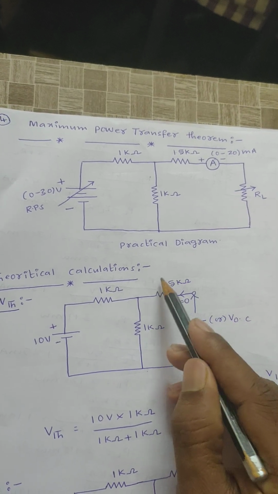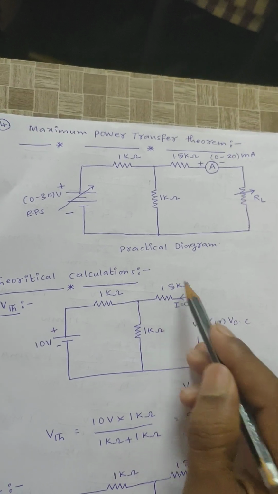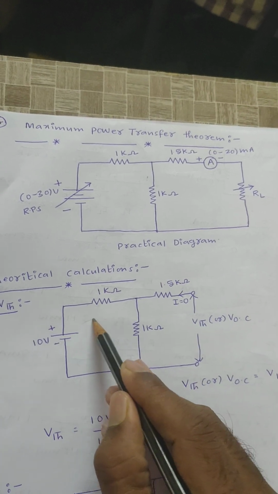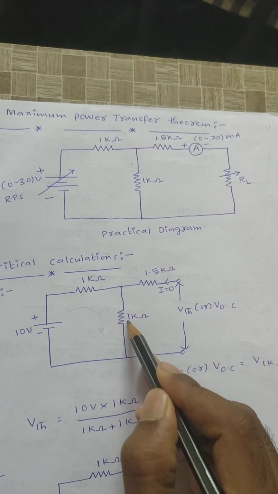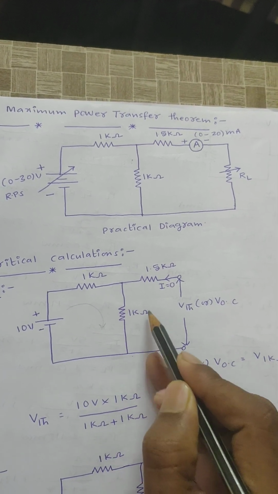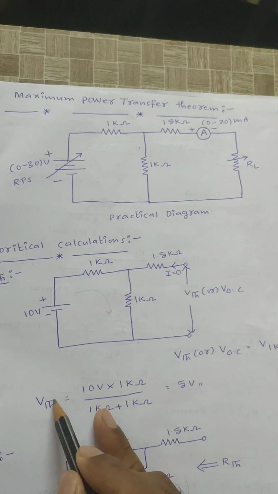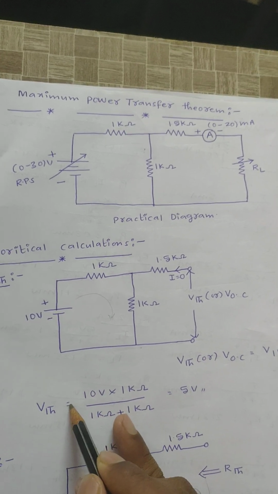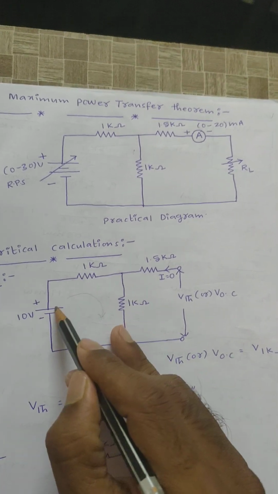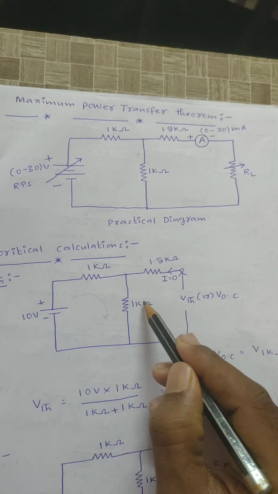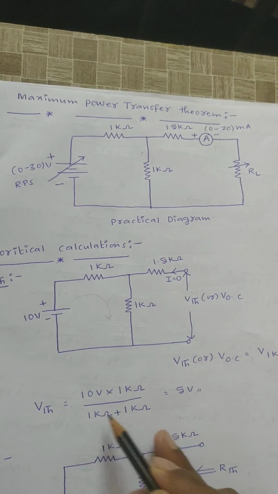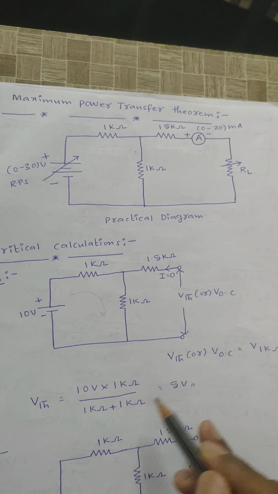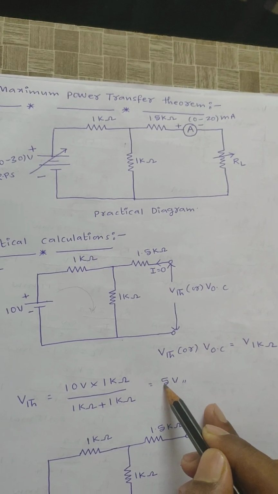Now see here, no current is flowing through this resistor, right? That means the total is a series circuit. By using the voltage division rule, I can calculate the voltage across this 1 kilo ohm resistor. V Thevenin is equal to the voltage across 1 kilo ohm, which is equal to total voltage into that particular branch resistance, that is 10 volts into 1 kilo ohm divided by 1 kilo ohm plus 1 kilo ohm. I will get V Thevenin value as 5 volts.